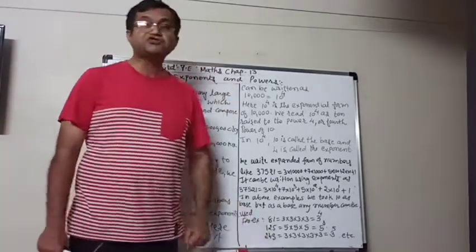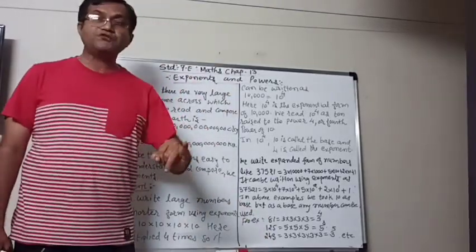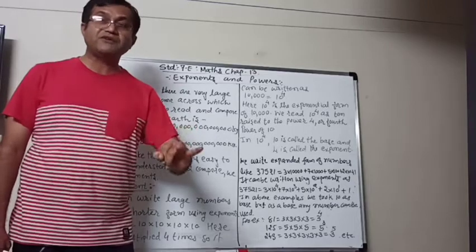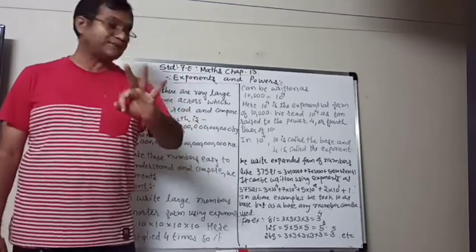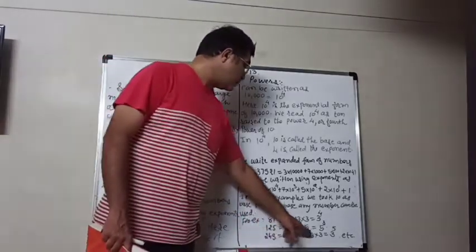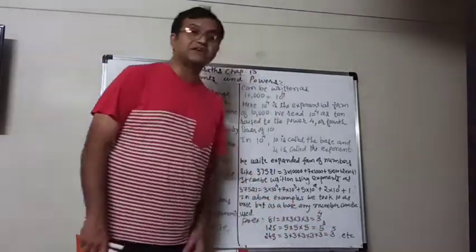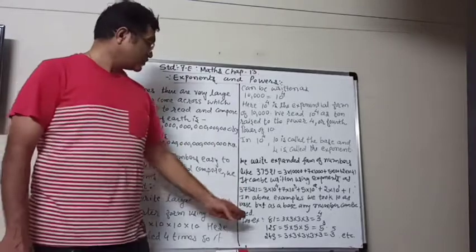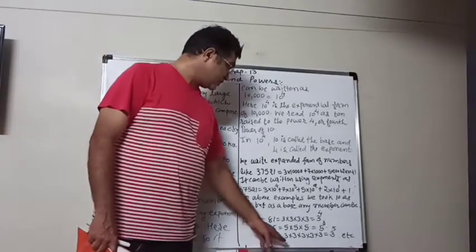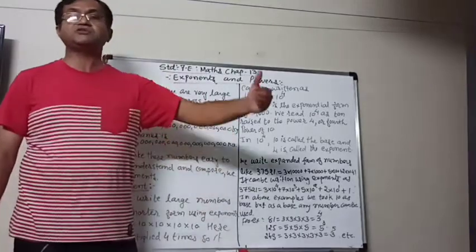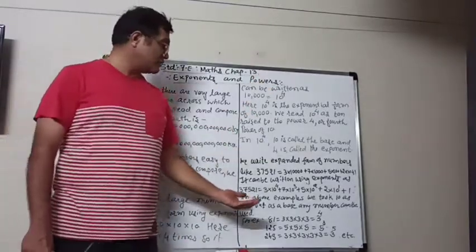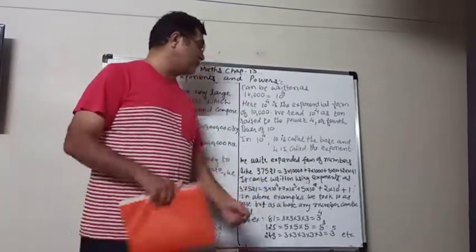Similarly, 125. 5 5s are 25, 25 5s are 125. So how many times? We take 5 3 times. So we can write down 5 raised to power 3. Similarly, 243. It is 3 coming 5 times. 3 into 3 into 3 into 3 into 3. And therefore, we write down as 3 raised to power 5.